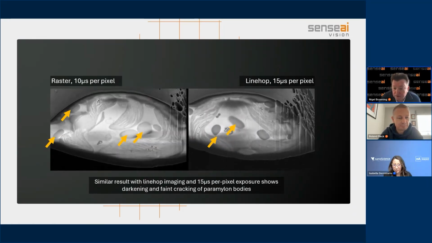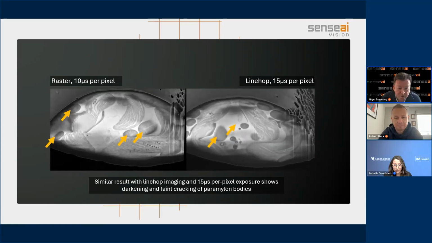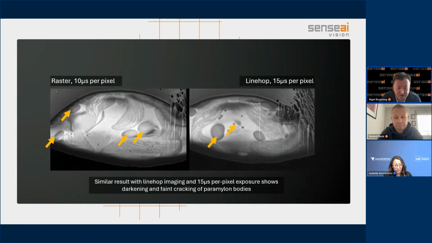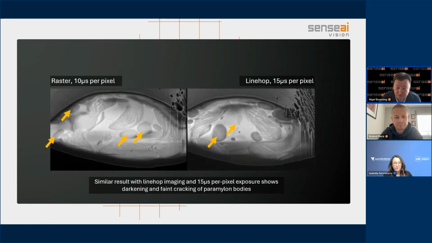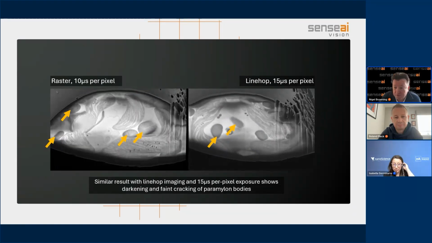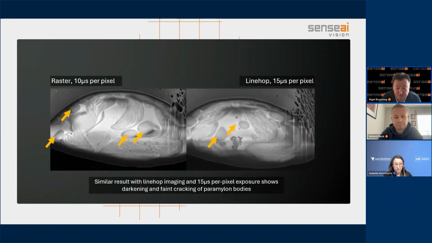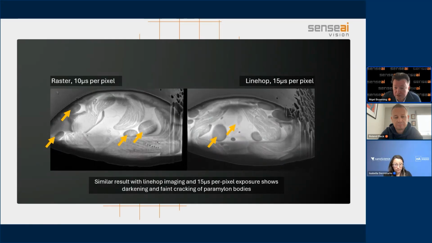Okay, great. And then in general, I think we only brought examples here to show of the volume EM. If anyone's interested in examples for other sides of it, it's all on the SenseAI website. You can see everything from STEM through to SEM, EBSD, EDS, and other examples as well.